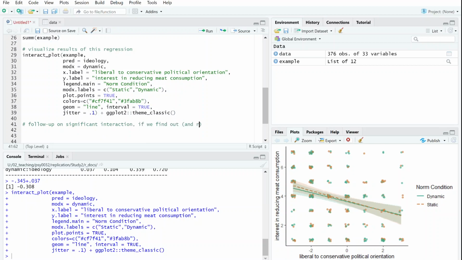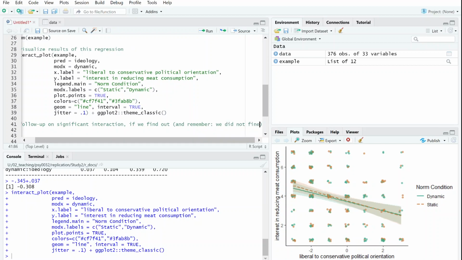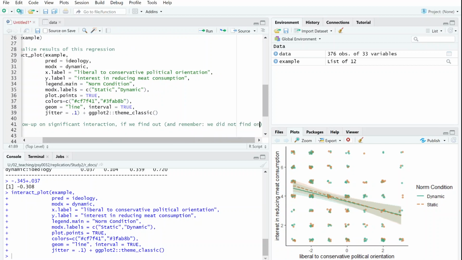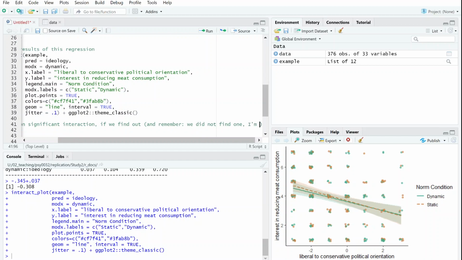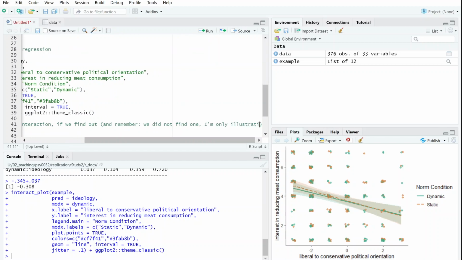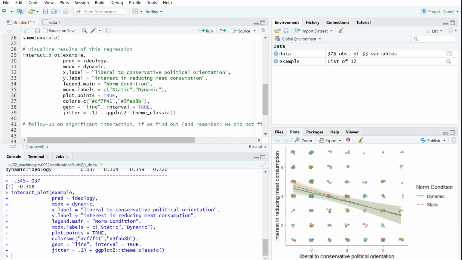And remember, we did not find one. I'm only illustrating. See, I'm making it official. Okay, great. So how do we do that?